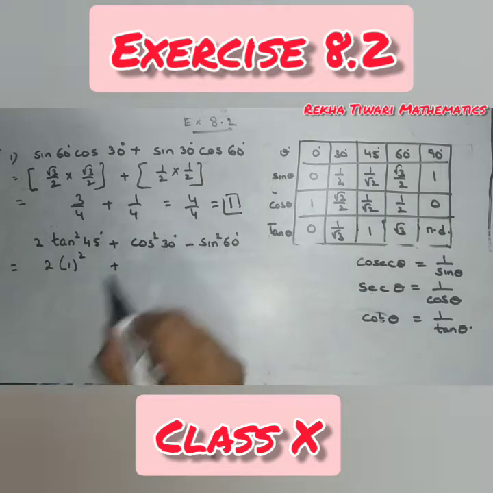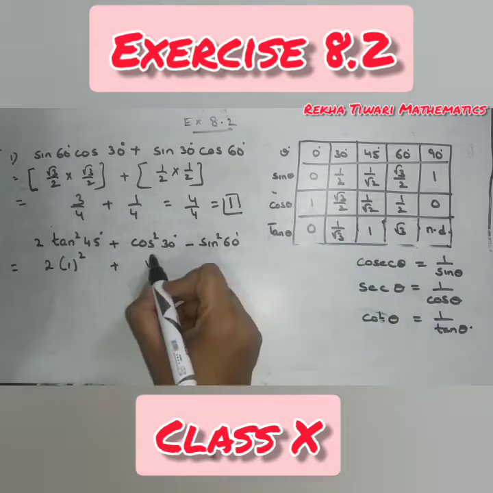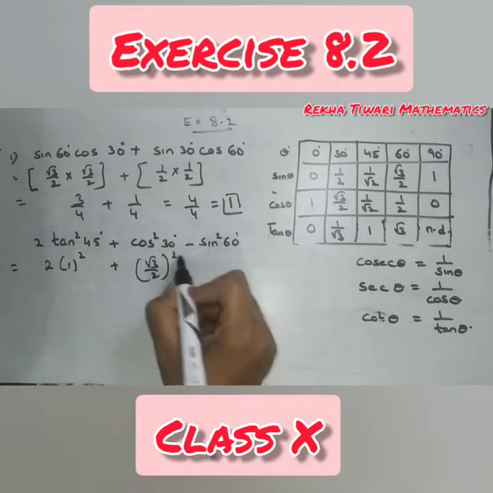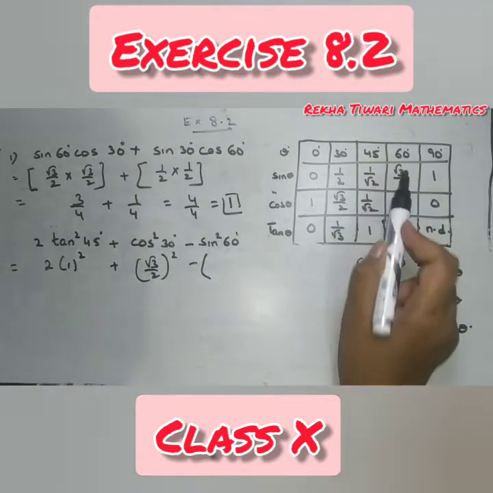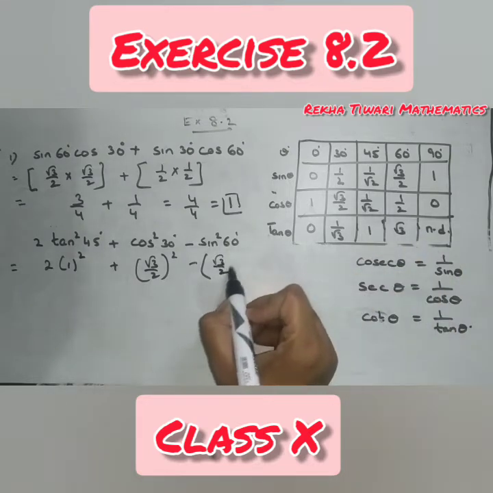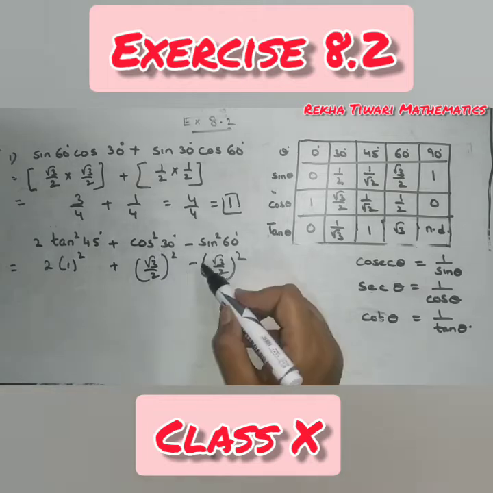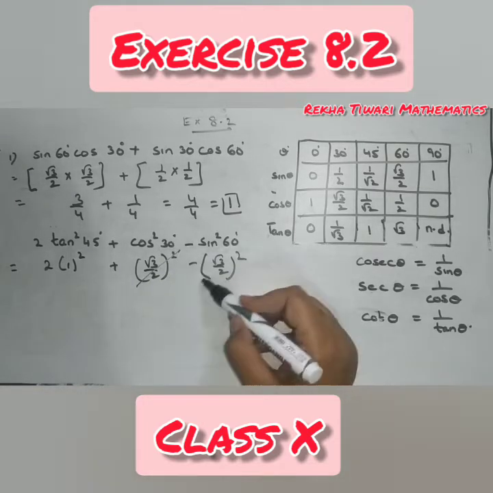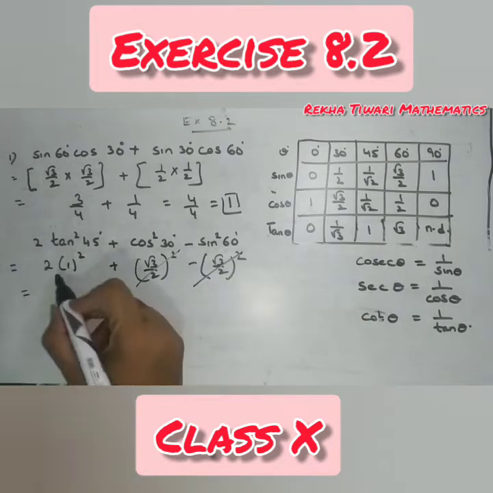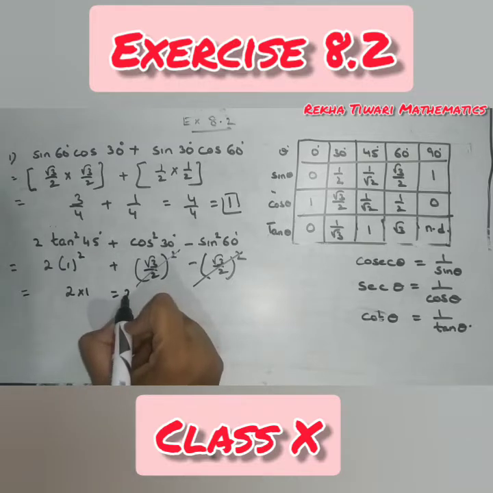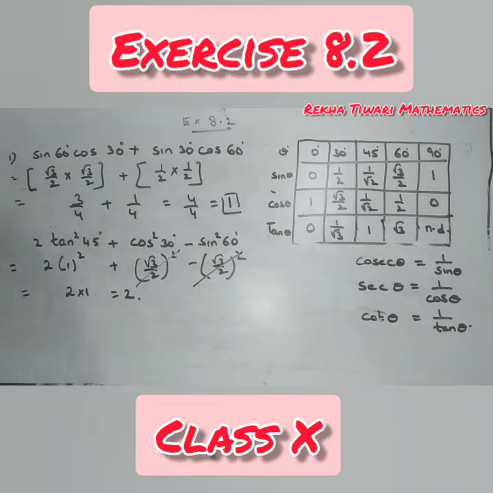Plus cos square 30. Cos 30 is root 3 by 2 square minus sin 60, again root 3 by 2 and square. So see, this is plus root 3 by 2 whole square minus root 3 by 2 whole square. You can cancel directly. And this is 2 into 1, which is equal to 2. Okay. So proceed to third question.